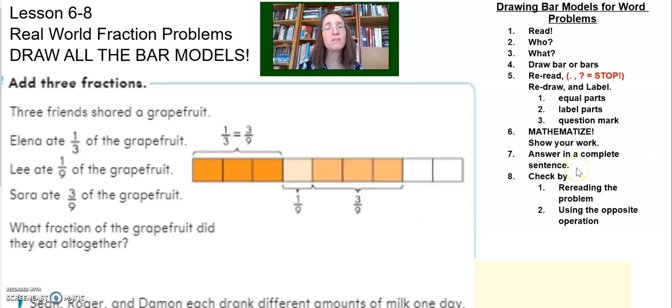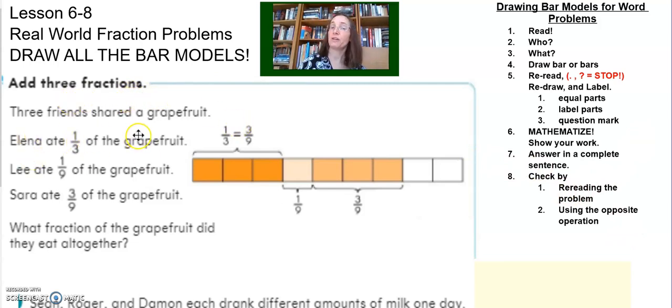Now then, we are asking you to answer in a complete sentence. And that is so that you have to go back and reread the problem and then figure out, does my answer make sense? You can check it that way, but also by using the opposite operation if you need to. So we've got lots of different things to try here. Let's get going. So the first one is adding more than one fraction.